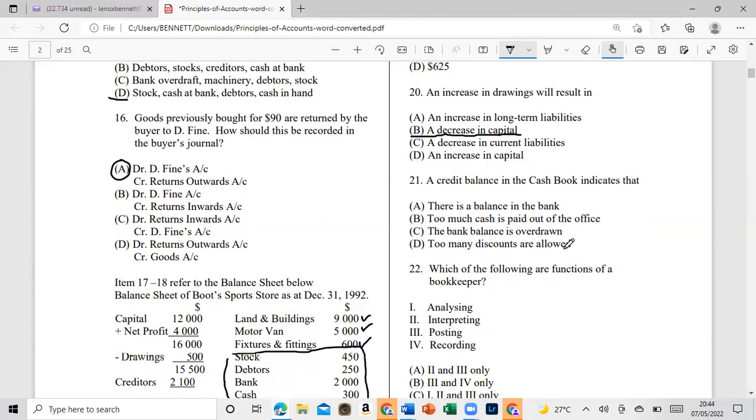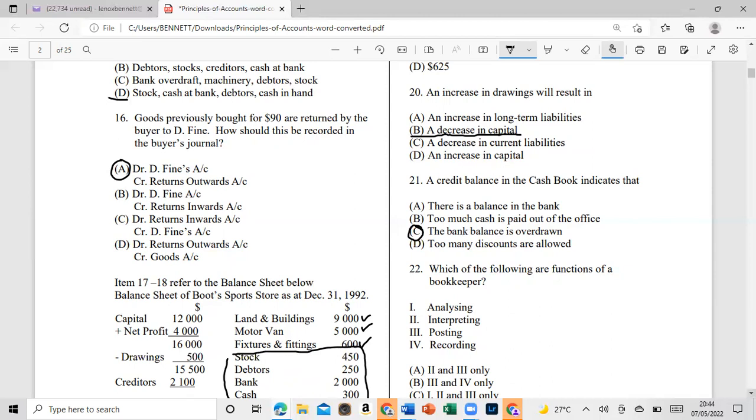A credit balance in the cash book indicates what? Remember, I said to think of debit as asset, credit as the opposite. So you don't want that in your cash book. Is there a balance in the bank? No. Too much cash is paid out of the office? No. The bank balance is overdrawn? I think that's it. Too many discounts are allowed? So that's definitely C.